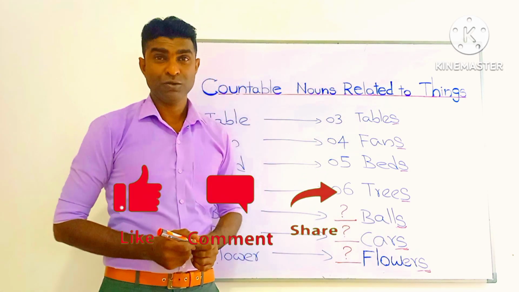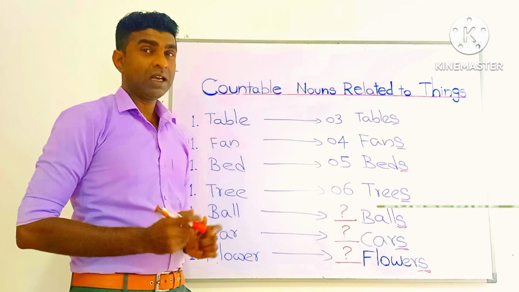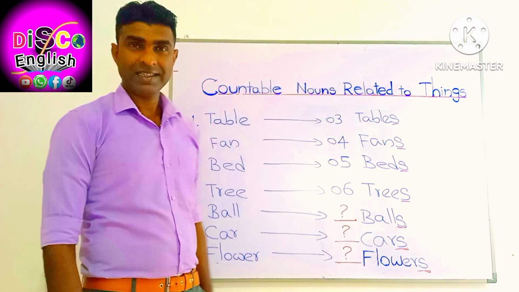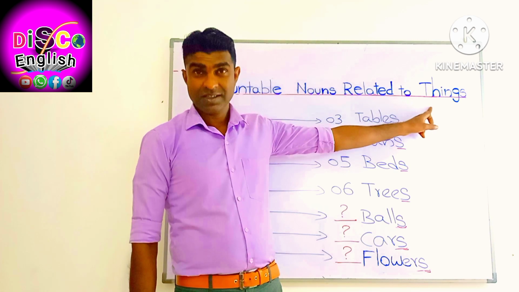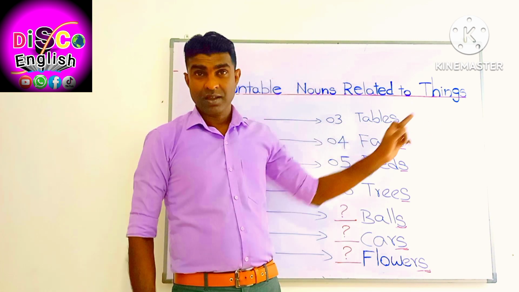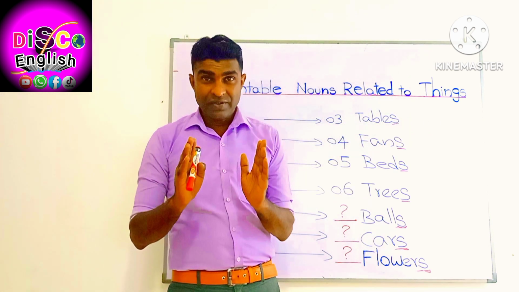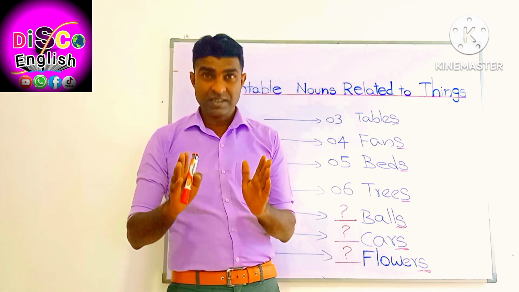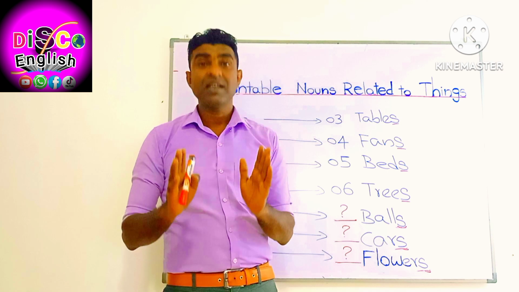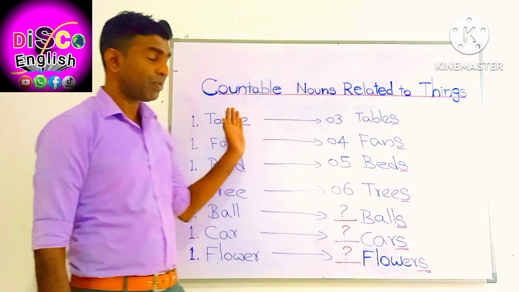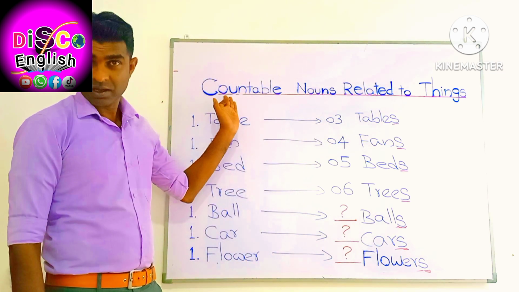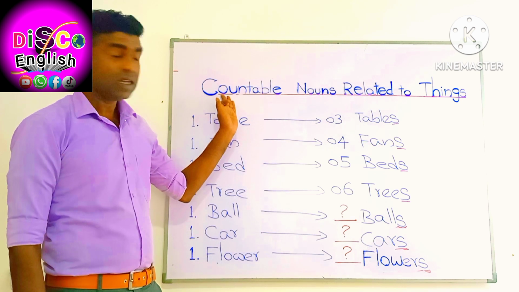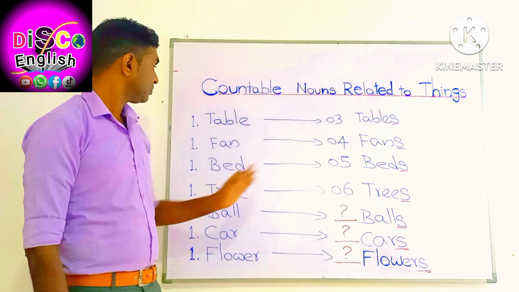Well, in this video, I am going to teach you about things and countable nouns. Things mean any kind of lifeless item. Any kind of lifeless items we know as things. Here are some examples and how to use things under countable nouns.